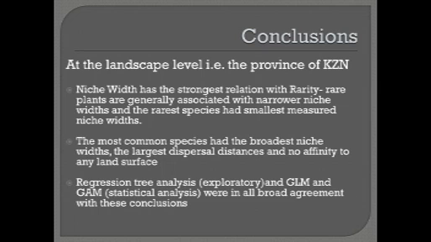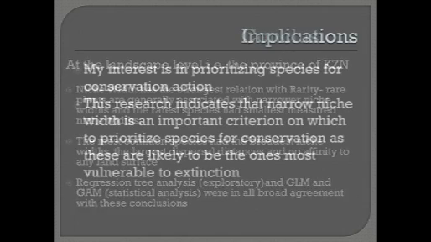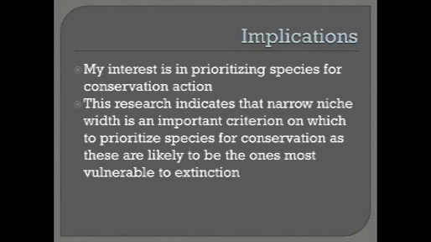There was agreement across all the explanatory methods. From this, my interest is in prioritizing species for conservation action. This research indicates that a narrow niche width is a very important criterion to include when prioritizing plants for conservation action, as they are most likely to be vulnerable to extinction. I'm very lucky to have a whole lot of wonderful helpers, so thank you to them.